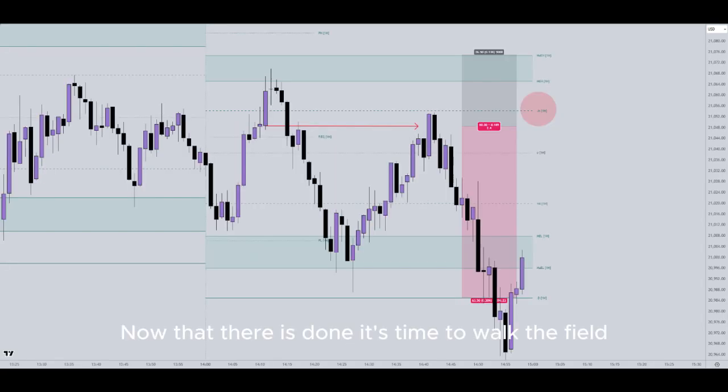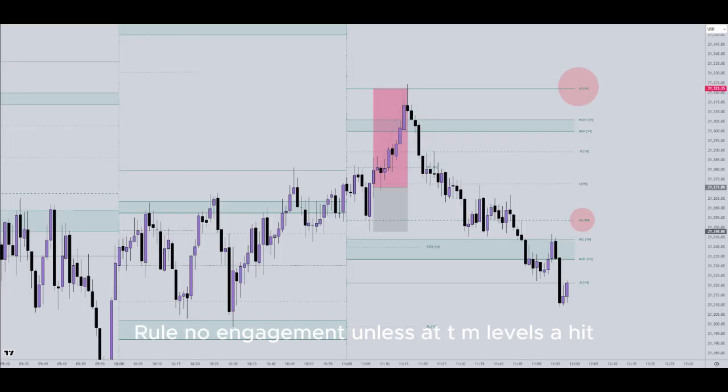Now that theory's done, it's time to walk the field. Here's how price tends to behave around key levels from Flexi Plus. Liquidity sweep at manipulation zones. Price run stops just beyond a manipulation zone. Rule: no engagement unless your M levels are hit. Flexi Plus marks the bait.